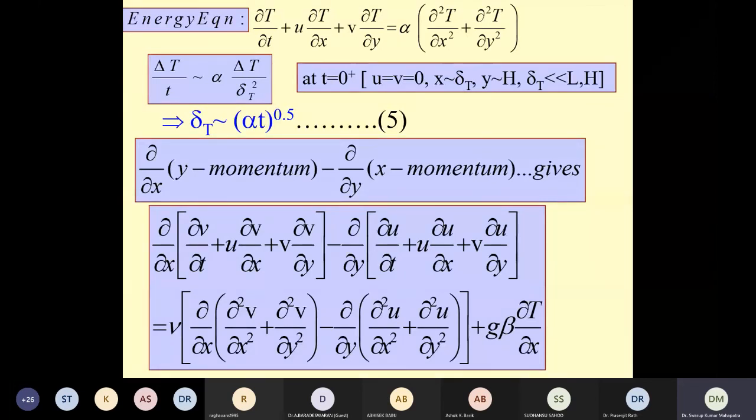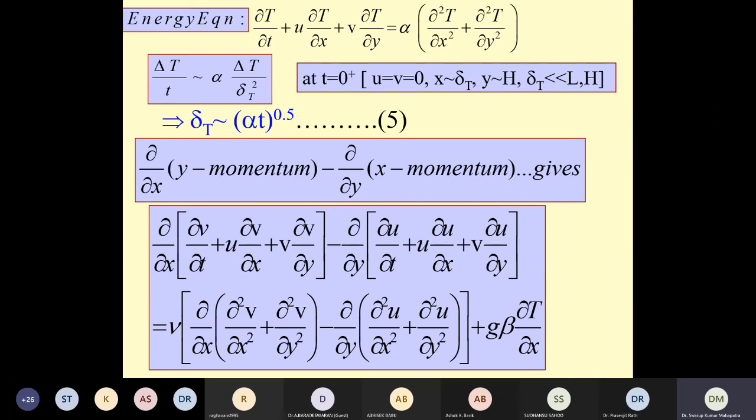So when u and v are equal to 0, this condition is possible at the beginning, when everything stands still and the fluid has not started moving. Under that condition, the boundary layer thickness depends upon the thermal diffusivity and time, and it will be increasing with time, as given in equation number 5.